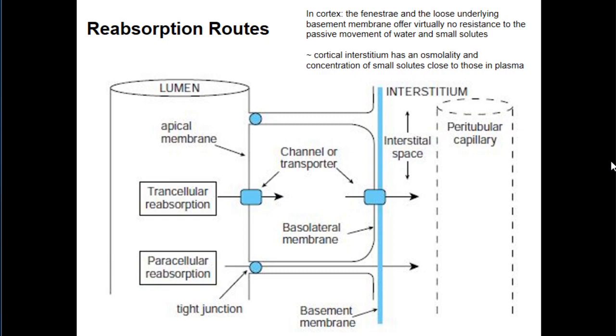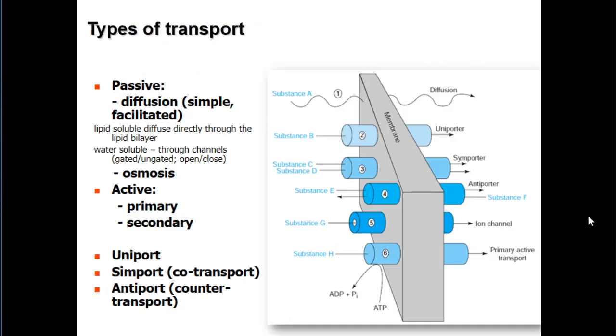Reabsorption routes, you have two types. Substances could be reabsorbed by the transcellular or paracellular route. Types of transport include passive, which does not require energy. It happens along the electrochemical gradient. And here you have diffusion, simple, facilitated, and osmosis. Lipid-soluble substances will diffuse directly through the lipid bilayer, and water-soluble through channels, which could be gated or ungated. Gated could be open and closed.